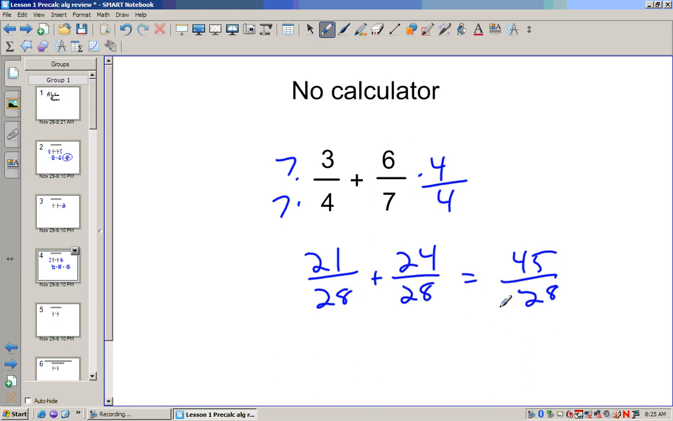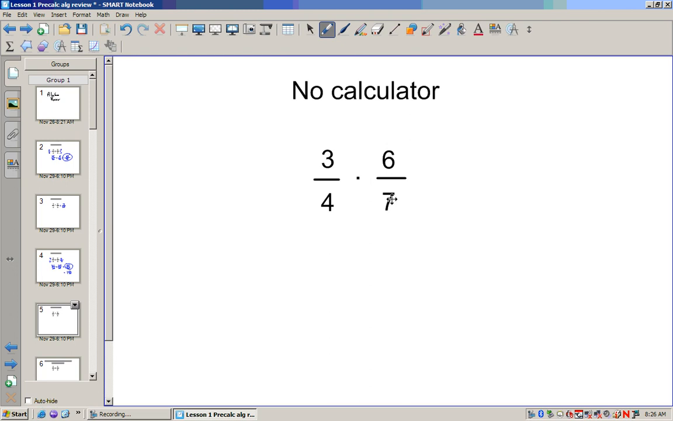You could write this, if we could say this is 1 and, is it 17/28? I think so. Now, you could write it like this, but a lot of times, the further you go up in math, improper fractions are actually preferred.